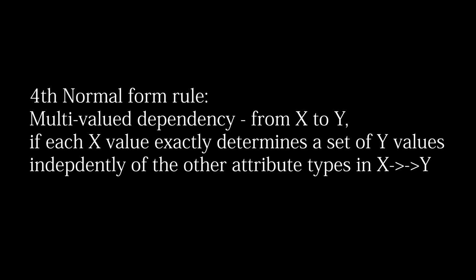Next, we have fourth normal form. This is based on a concept called multi-value dependency. There's multi-value dependency from X to Y, where X points at Y if and only if each X value exactly determines the set of Y values, independently of other attribute types. It's in 4NF if it meets BCNF, and for every one of its non-trivial multi-value dependencies, where X to Y, X is a superkey.